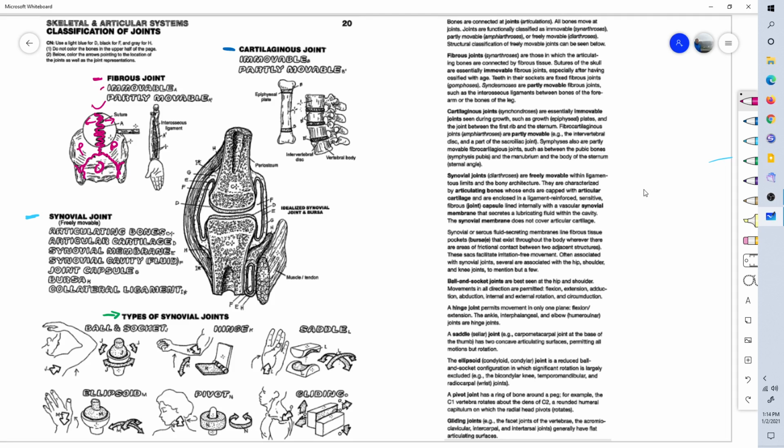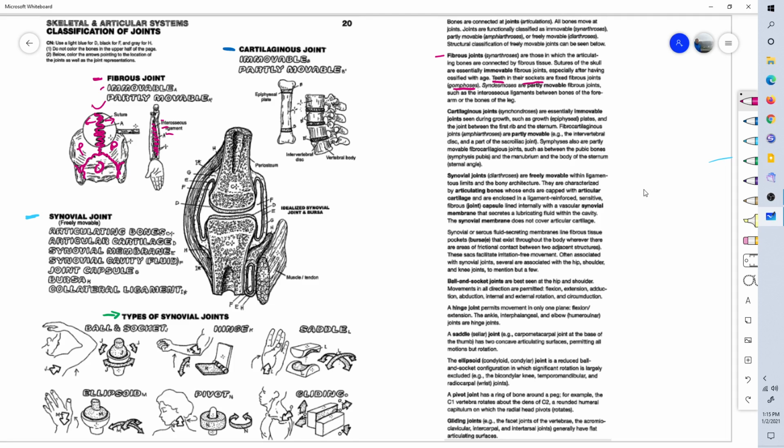Teeth also sit in a socket. Here you go, right over here. It's called a gomphosis joint, and it is a type of fibrous joint, basically immovable. Also, there is this slightly or partly movable joint called a syndesmosis in between the radius and ulna of the forearm. When you rotate your forearm up and down, there's a ligament in between the two called the interosseous ligament, and that's considered a type of fibrous joint as well.